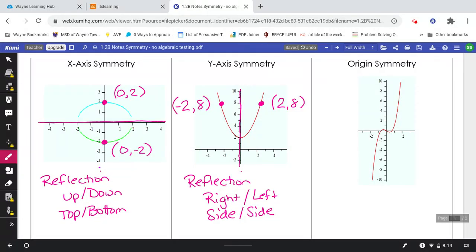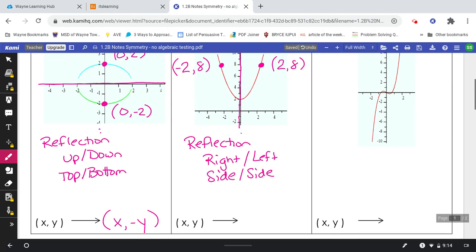Notice how the x value changes from a positive to a negative. The x value would change to a negative, and the y value, the 8, stays the same.